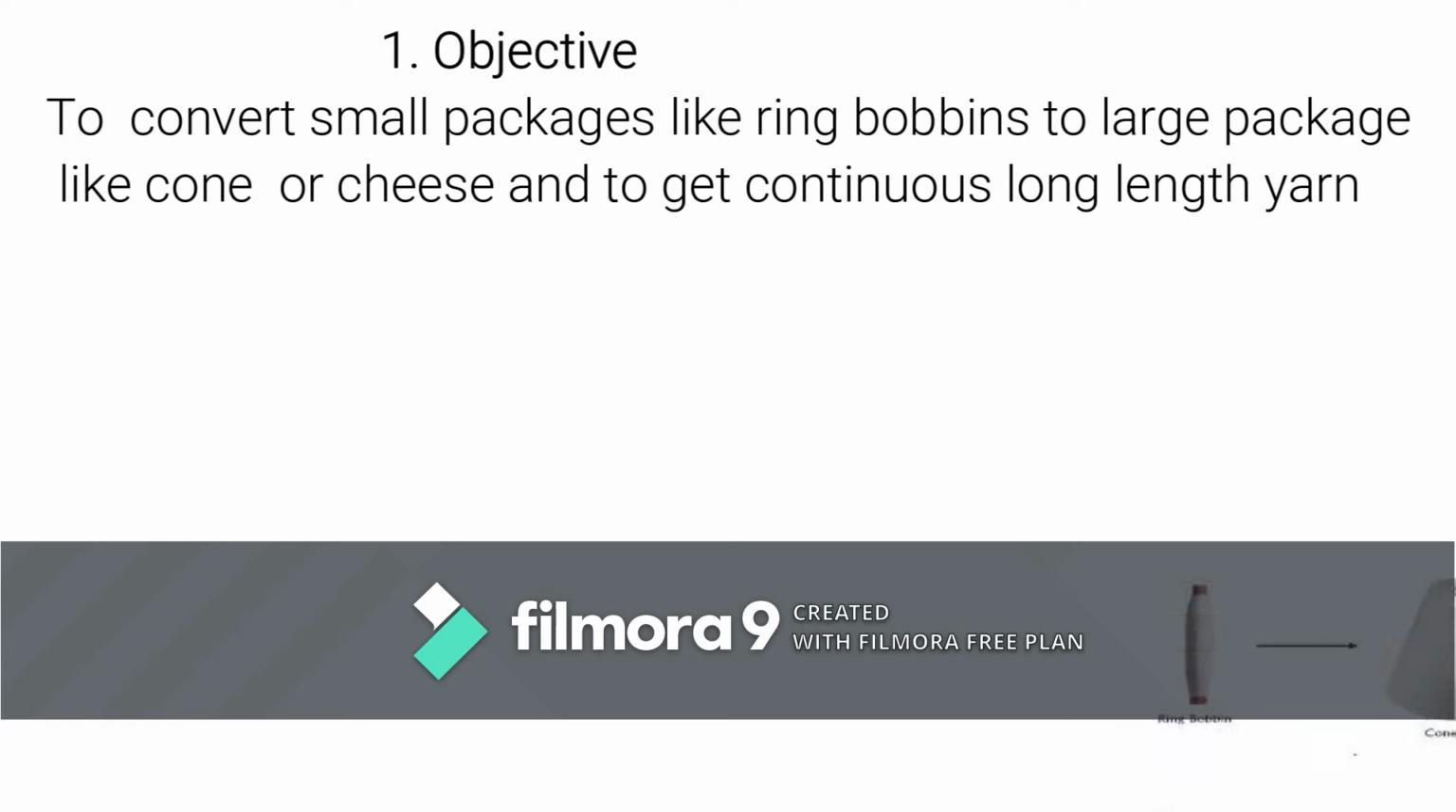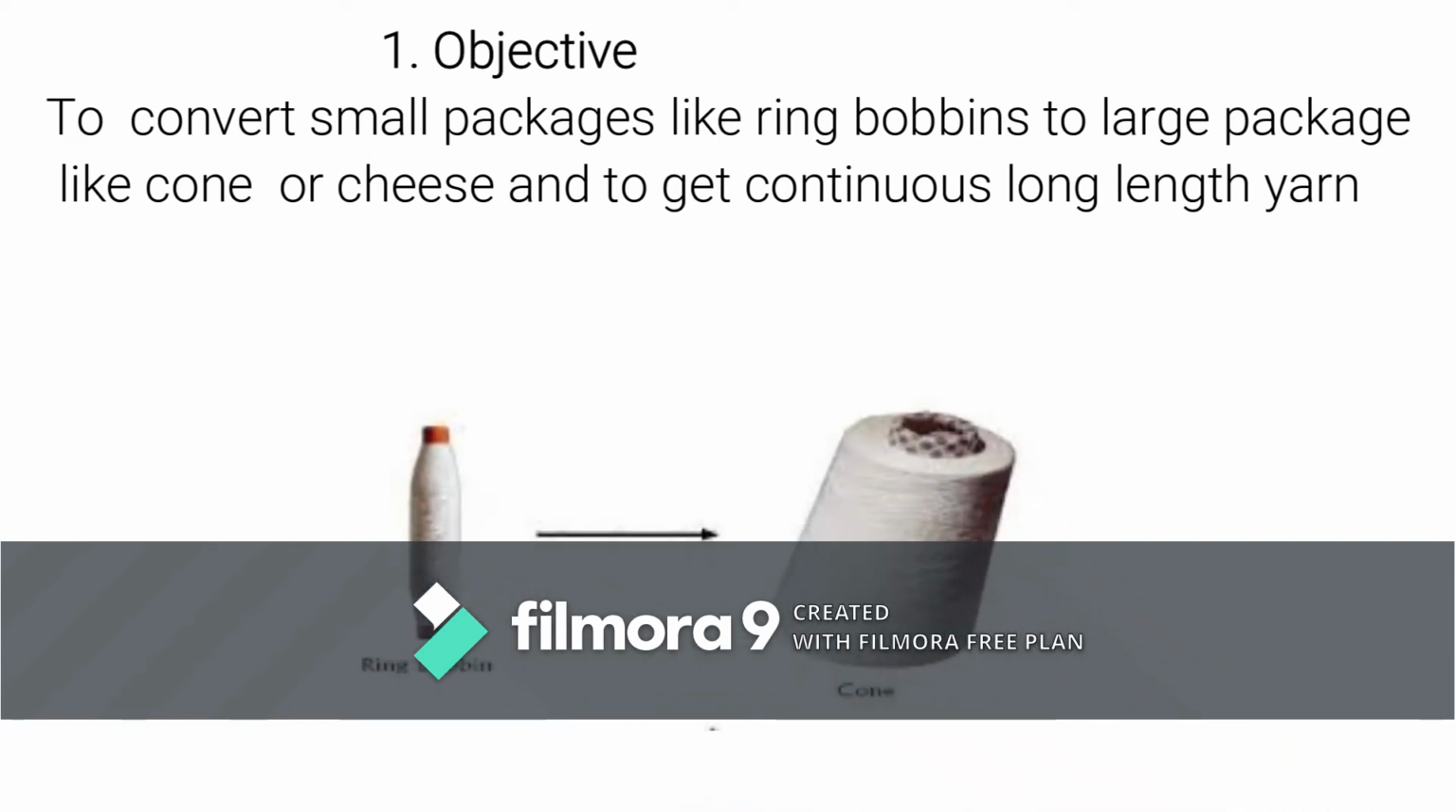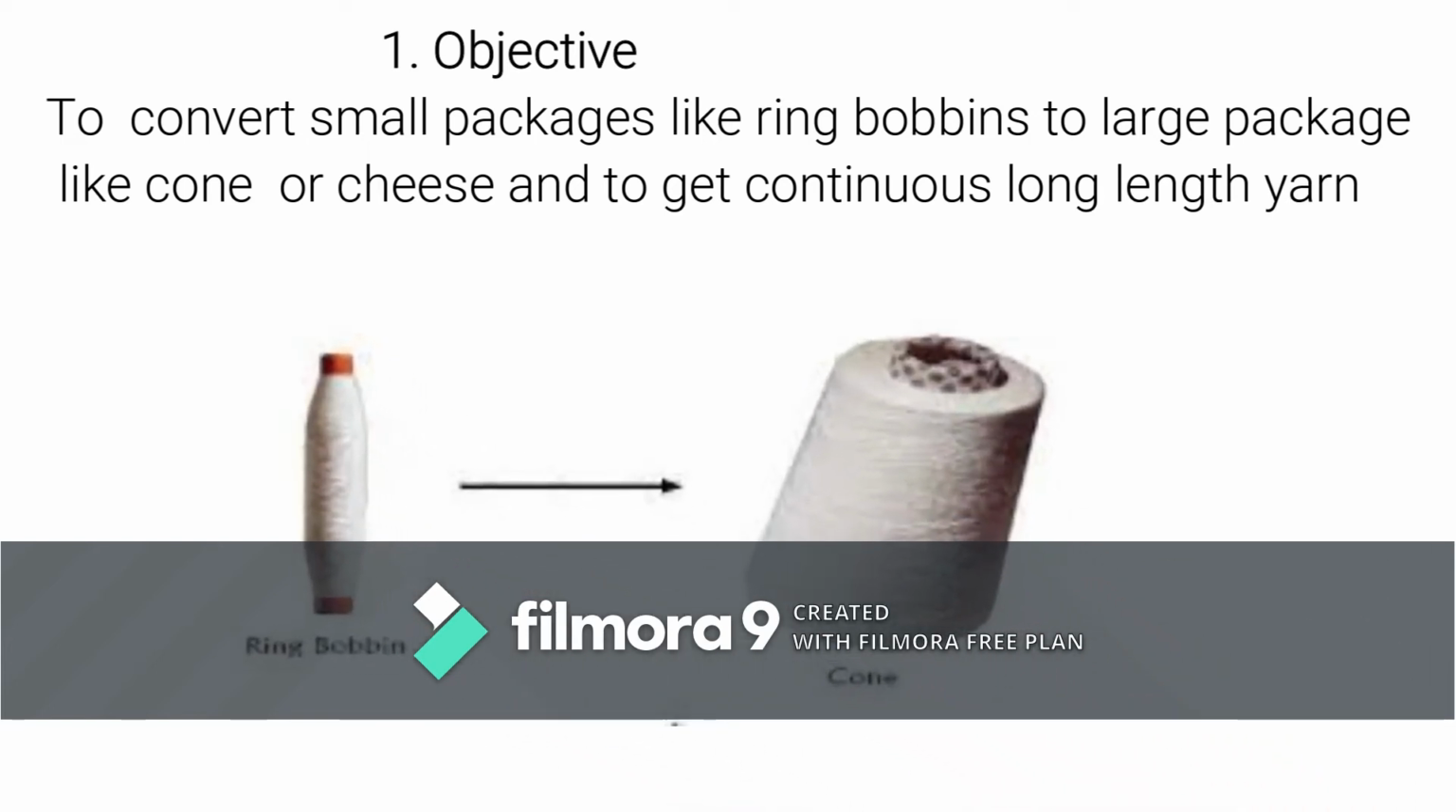Spun yarns are made on large spinning machines called ring frames, and the yarn gets wound onto the ring bobbin, which contains around 150 to 200 grams of yarn, whereas cone or cheese packages are made on winding machines, which contain around 2 to 5 kg of continuous long length yarn.